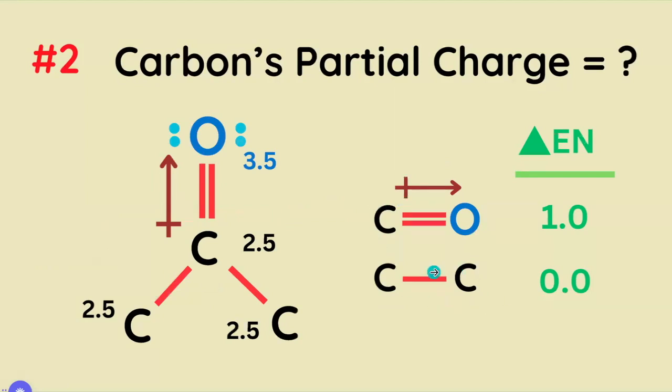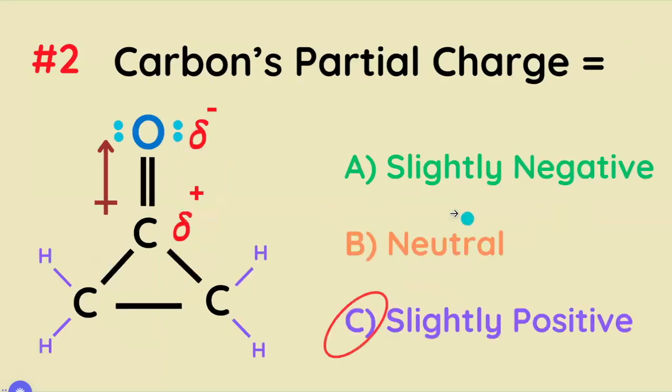Each CC bond, by definition, has no electronegativity difference and thus no polarity. But the CO bond does. It has a dipole and the electronegativity difference is 1. With a dipole pointing away from the carbon to the oxygen, the polarity of charge is evident in the fact that the oxygen has a partial negative charge and the carbon has a slightly positive charge.